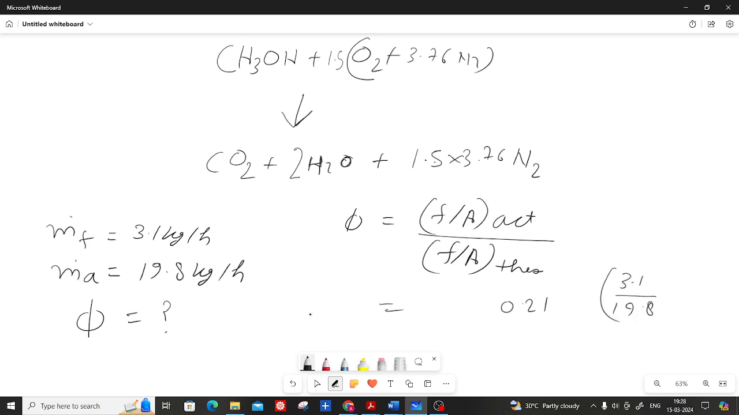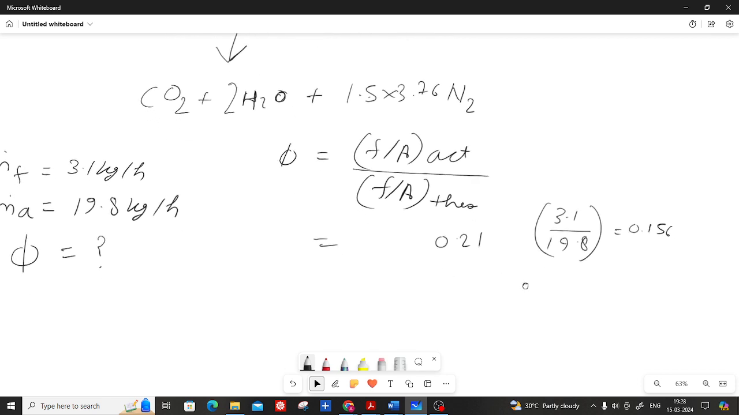Yes, that is 0.1565 kg of fuel per kg of air. Yeah, kg of fuel per kg of air, 3.1 upon 19.8, so this is 0.156. Yes, 0.156. And after that, what have you done? Theoretical is 32 divided by 1.5 into 28.84. That is the molecular weight of air.